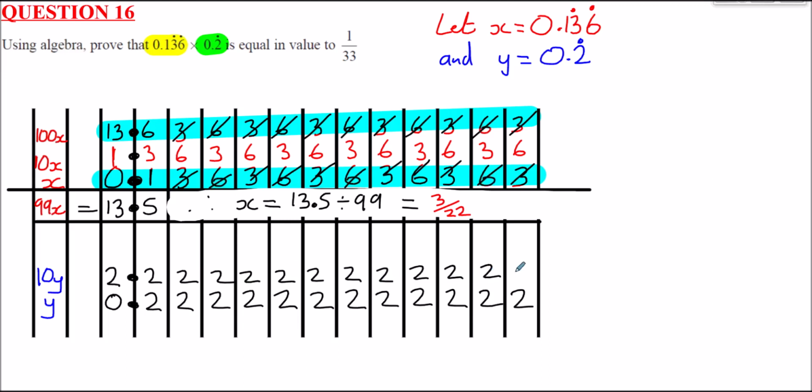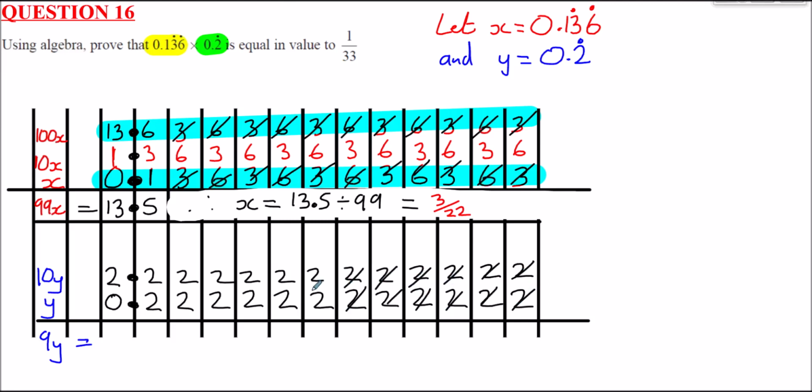So you can go straight away and do one column to take away the other to get what 9y would be. So if I do 10y, take away 1y, that gives me 9y. Then over here, this will all cancel off, which is what I want. 2 take away 2 cancels. So this is all going to cancel up to a point, of course, until I get down to this point. 2 take away 0 leaves me with exactly 2. So 9y equals 2. So therefore, y equals 2 divided by 9.